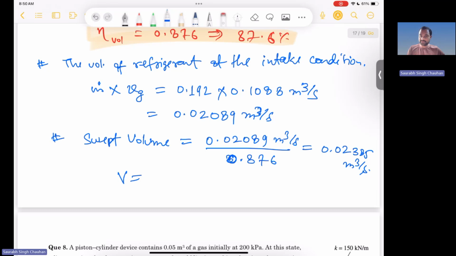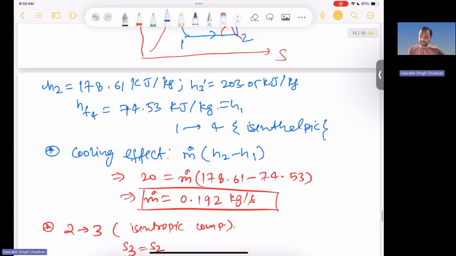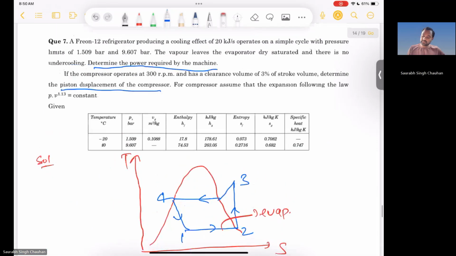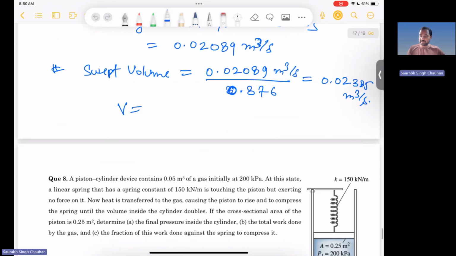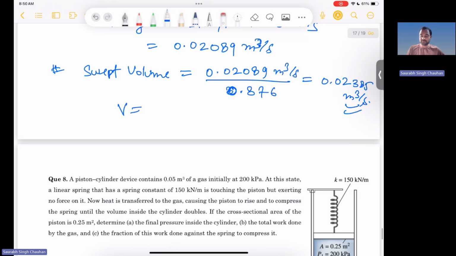So swept volume is, what's the RPM? 300 is the RPM, rotations per minute, and this value is in per second. So we need, but we need the swept volume.